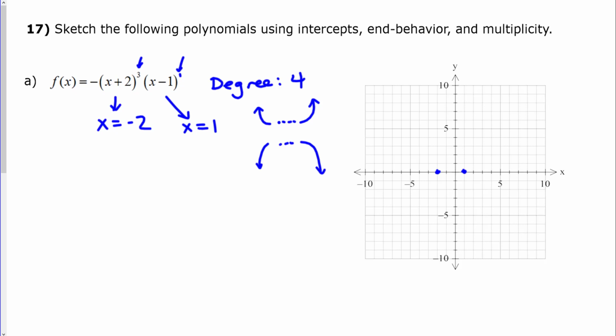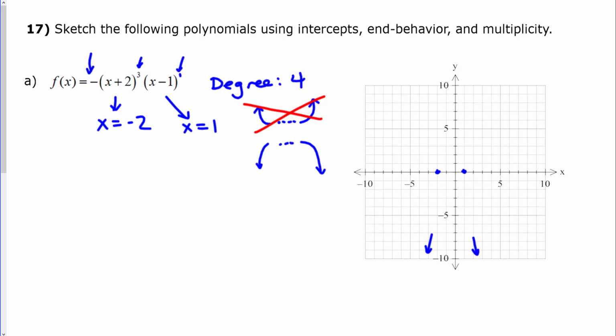Now, normally we would start in the positive and end in the positive, but since there's this multiplier of -1 out front, that means this option is out, and I'm going to start in the negative and end in the negative. So start in the negative direction and end over here in the negative direction.